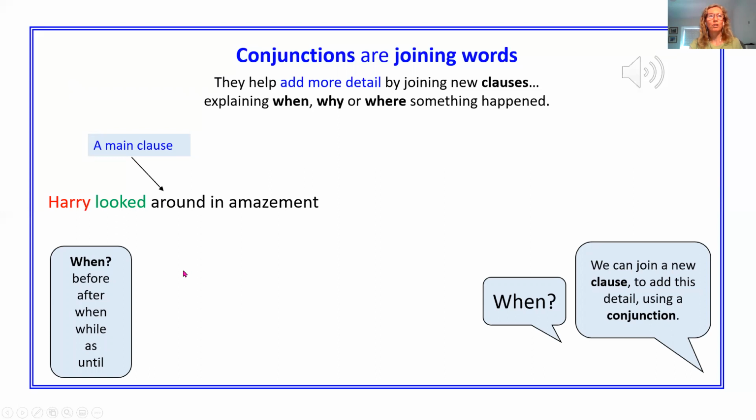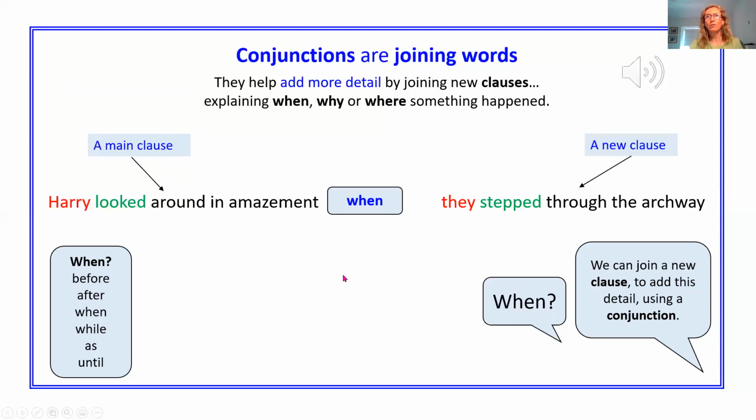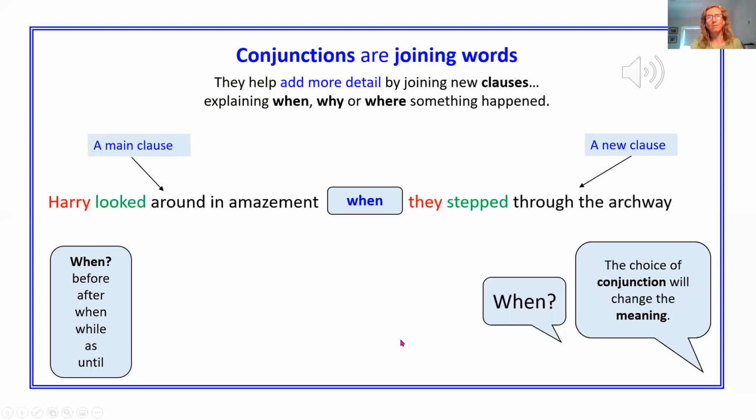So the words that we can use for when are before, after, when, while, as, until. And we're going to be using a few of these to see how the sentence can mean different things by adding different conjunctions. So we've got the conjunction when, and then a new clause, they stepped through the archway. So if we put it together, the whole sentence reads, Harry looked around in amazement when they stepped through the archway.